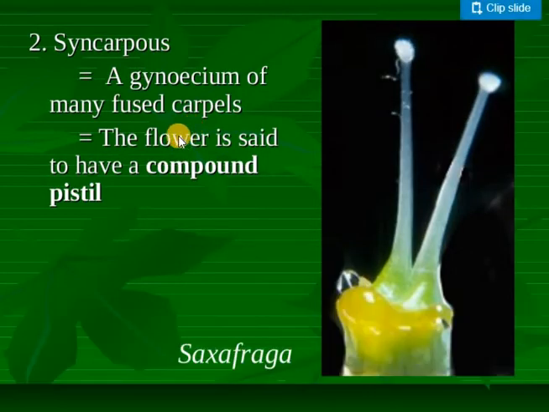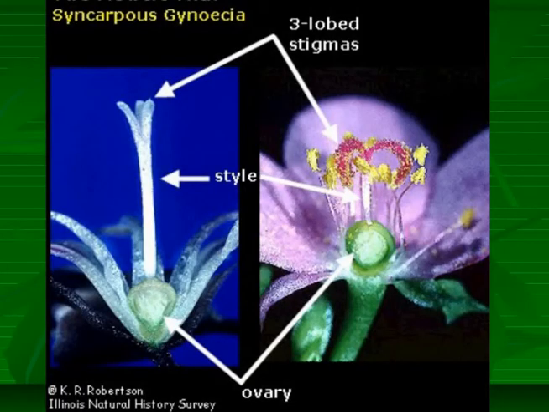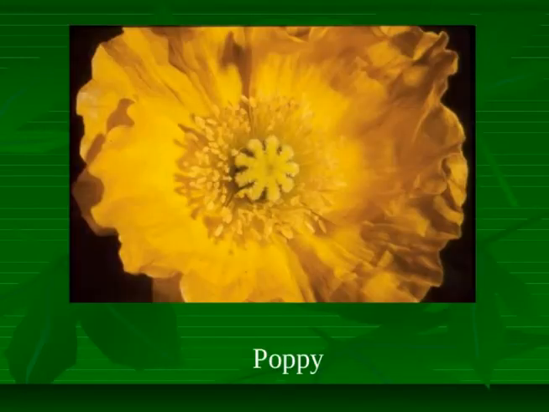And if two carpels are fused together, or if the carpels are fused together, that is called the syncarpous condition. Here see, carpels are fused. The division of the stigma shows how many carpels are fused. Here 3 carpels are fused. This condition is called syncarpous condition.